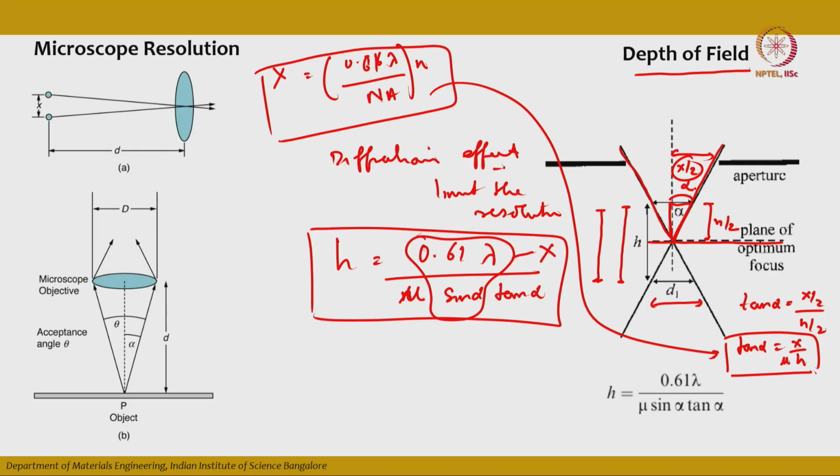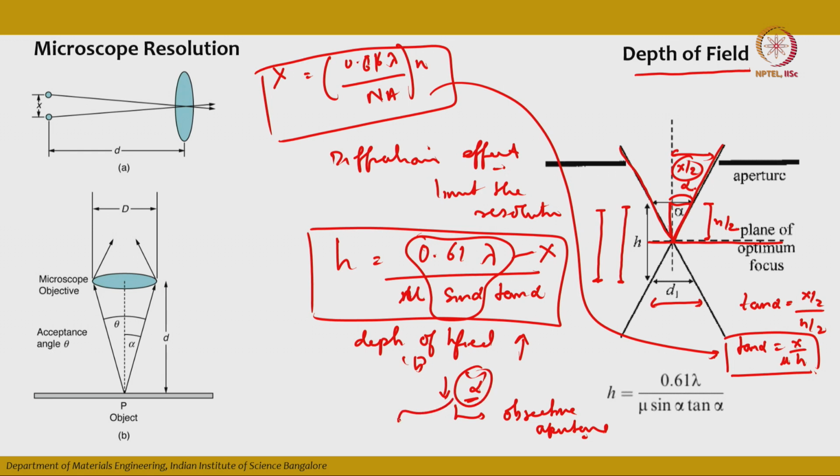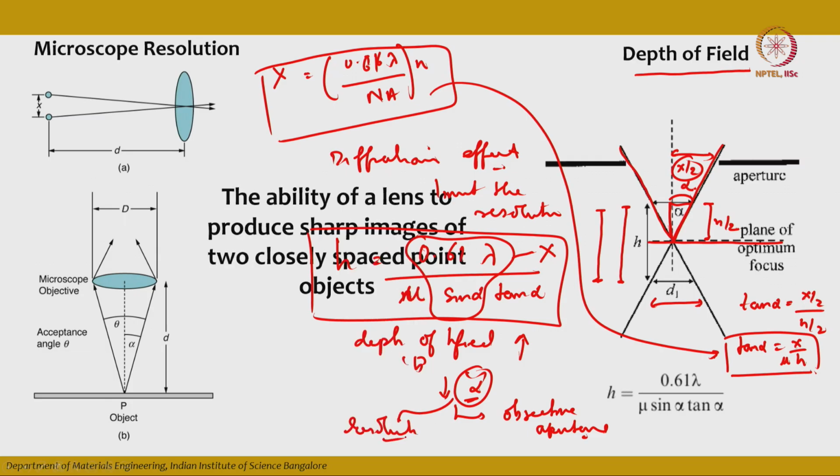Here you can see that the depth of field h increases by decreasing the convergence angle, and this convergence angle is controlled by the objective aperture. So this is the definition of depth of field. But the problem is, if you lower alpha, decreasing the convergence angle, it will have a direct effect on the resolution. So an optimum value of alpha has to be chosen for the optimum depth of field in any microscope.